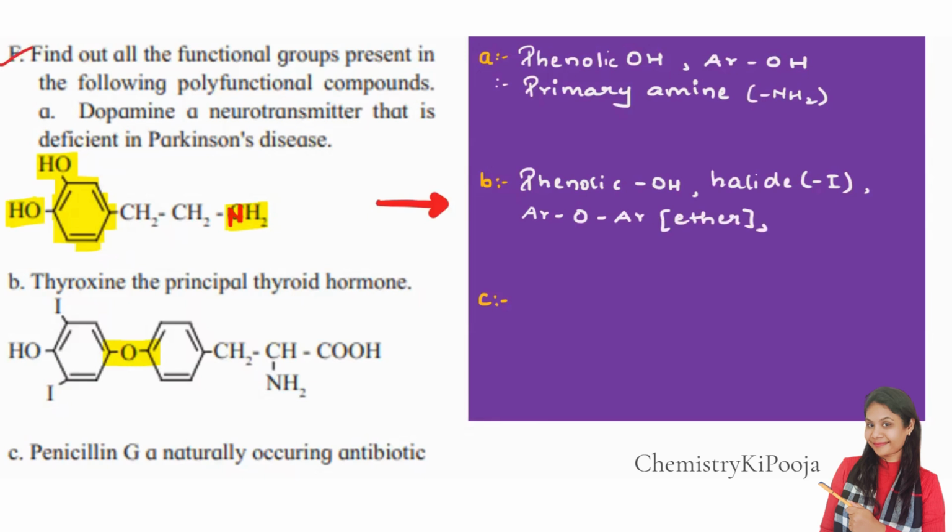Then the next one, I can see there is again an NH2 group. So this is again a primary amine. Then coming to one more structure, I can see there is a COOH group. COOH group is nothing but carboxylic acid. Clear? So total how many functional groups? The first one phenolic, then halide, ether, primary amine, carboxylic acid. So 1, 2, 3, 4 and 5 functional groups are present.